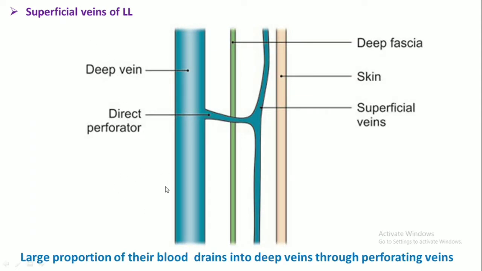In the superficial veins, a large proportion of their blood drains into the deep veins. Here, this is the deep vein and this is the superficial vein. The blood from the superficial vein goes into the deep vein through the perforating vein.